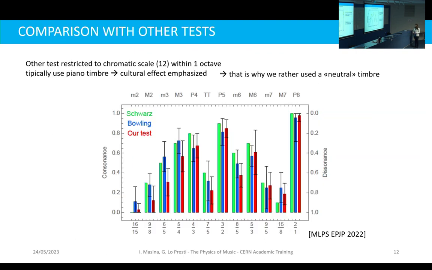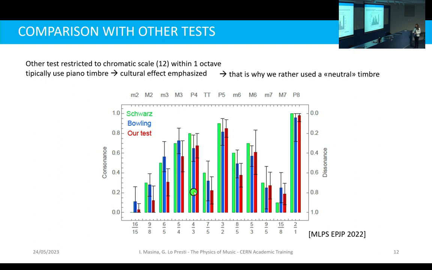Okay, so this is quite reasonable, and just to compare with other tests, I added this slide. So these are the results for the chromatic scale, so 12 in one octave. Our results are in red, and they are compared with the results by other tests, Schwarz, which is quite old, beginning of 20th century, Bowling, which is recent, 2018, and they use a piano timbre. So the cultural effect of the piano is emphasized, but that's why we rather use this neutral timbre.